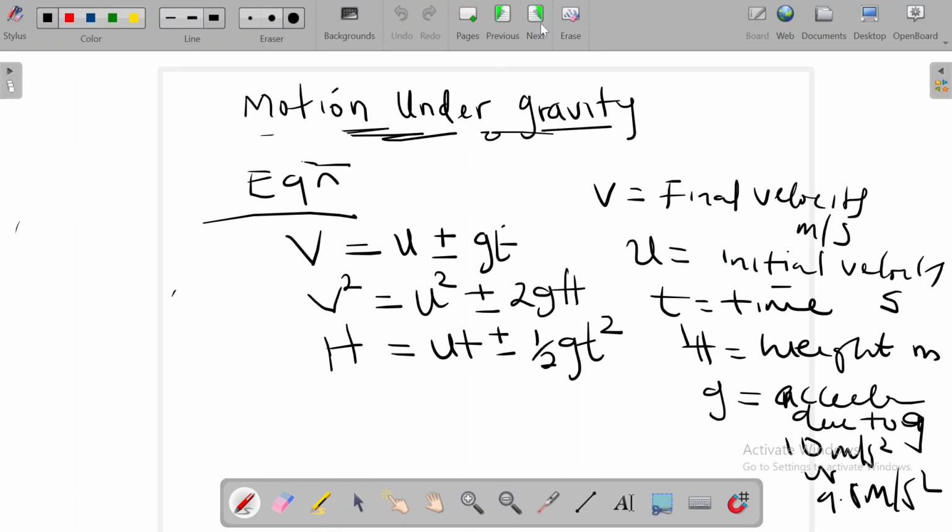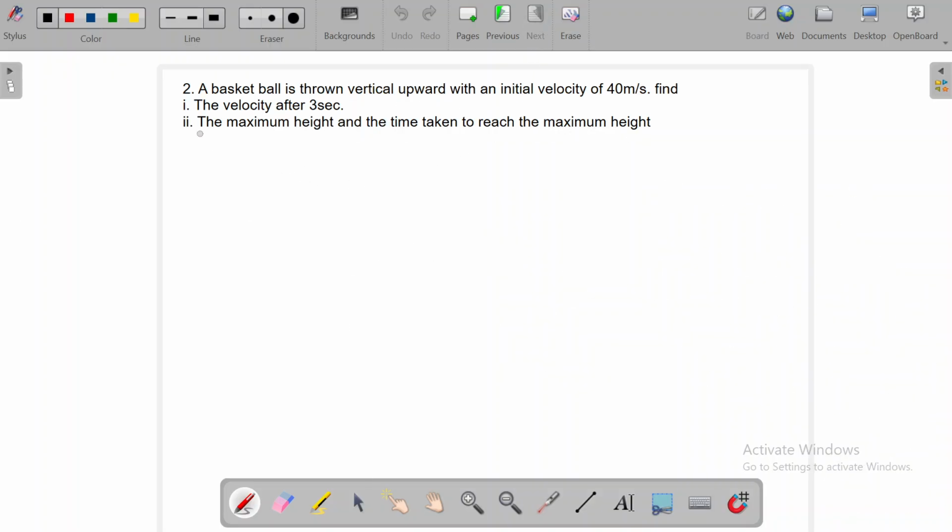If you should look at another example, which says a basketball is thrown vertically upward. So I represent it this way.